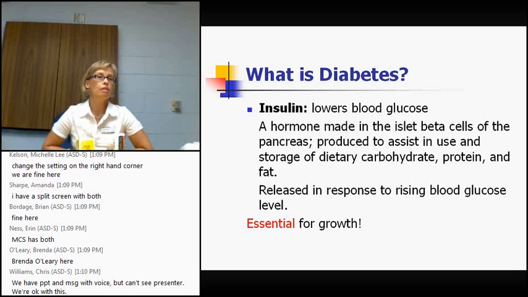Children with diabetes have this type of diabetes, but it makes up a very small portion of the population with diabetes. Probably only 5% of people with diabetes have this insulin-dependent type. We call this type 1, and that's the kind of diabetes your students would have.